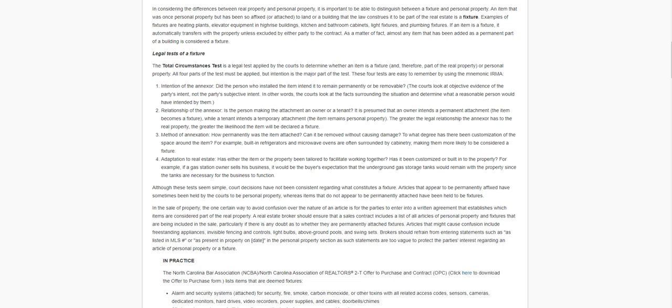Relationship of the annexer. Is the person making the attachment an owner or a tenant? If the owner, then it's going to be permanent. A tenant is usually temporary. So the greater the legal relationship of the annexer, the greater the likelihood it is declared a fixture.